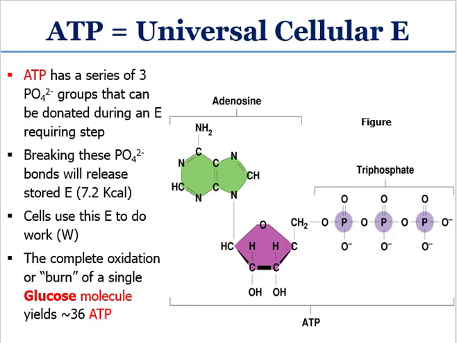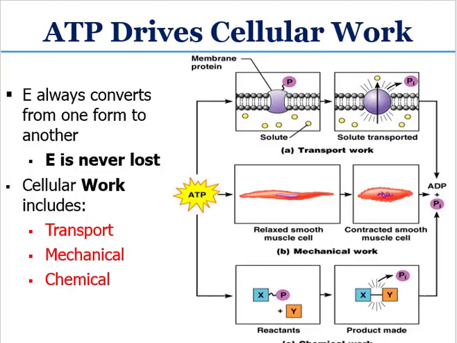Cells are involved in 3 specific categories of work. Cellular work includes transporting molecules or products to different places within the cell. Mechanical work, usually in the form of movement or locomotion, and chemical reactions. Some of these require an input of energy. The laws of thermodynamics tell us that energy is never lost. It simply changes form.